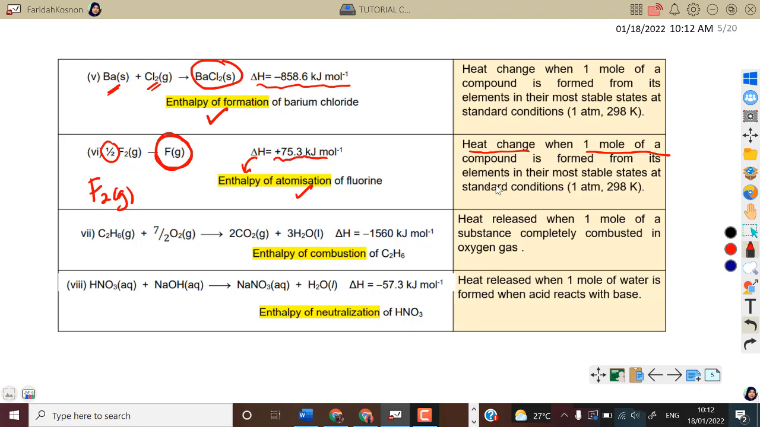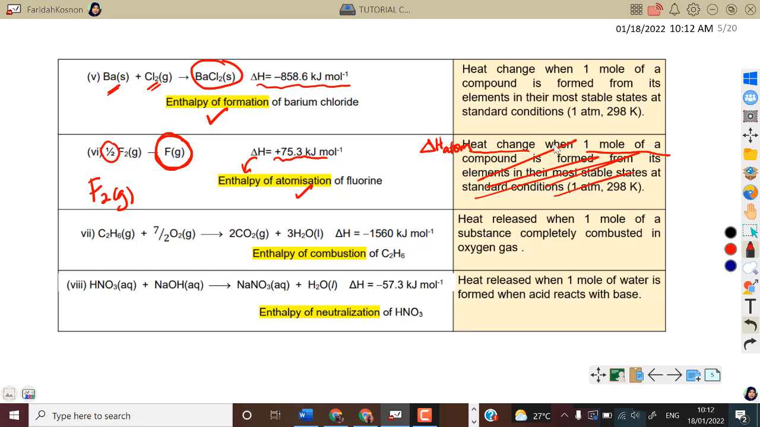Ini tersalah ni. Kita refer kepada enthalpy of atomization. So, you refer kepada enthalpy of atomization punya definition. Ni saya tersalah copy sebenarnya. Okay, heat absorb when 1 mole of gaseous atom is formed from its element. Okay, itu adalah enthalpy of atomization. So, ni refer kepada enthalpy of atomization punya definition ya, kelas.